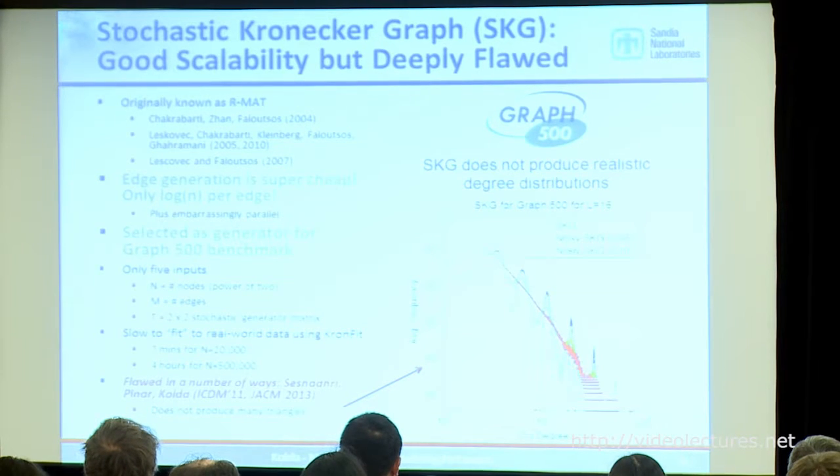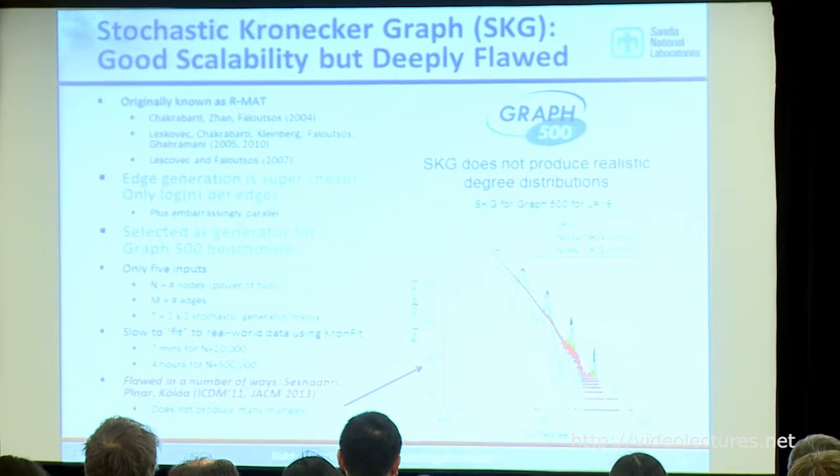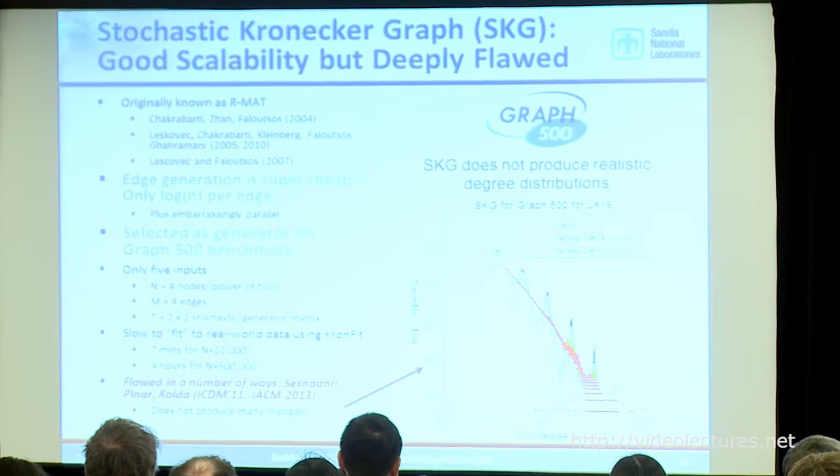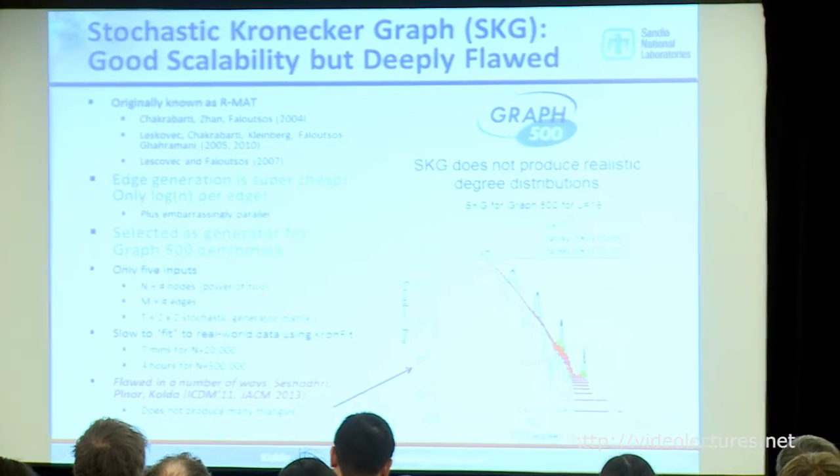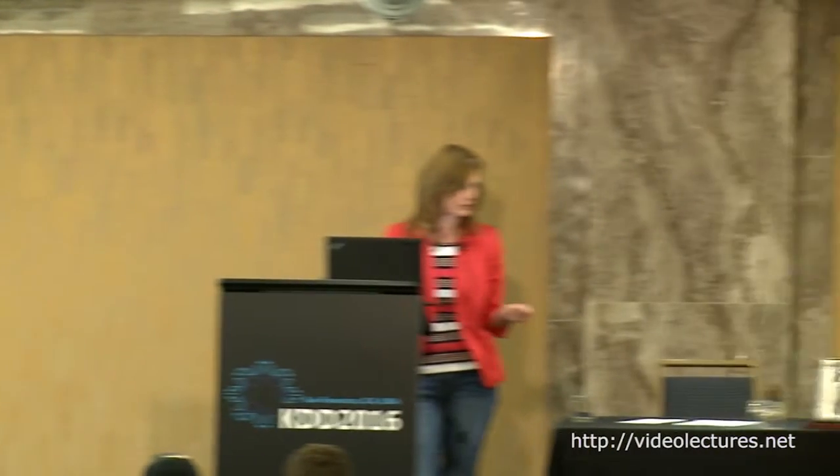Moreover, the generation of this method, the stochastic Kronecker graphs, is embarrassingly parallel. So we love that. That means I can generate every edge separately, and so I can have a lot of processes going. It was selected as a benchmark for something called Graph 500, which is a way of testing computers, maybe for purchase by the government, or you just want to see how well they do on graph problems. You can use this to generate graphs that you'll run algorithms on.